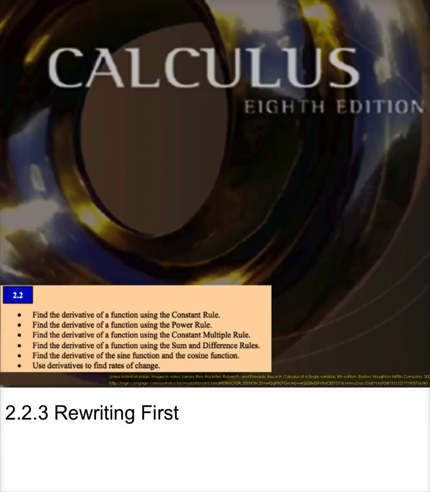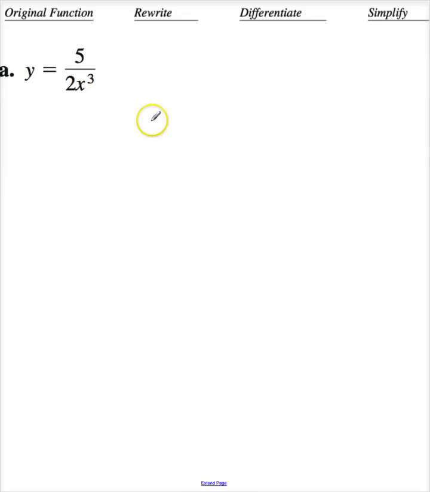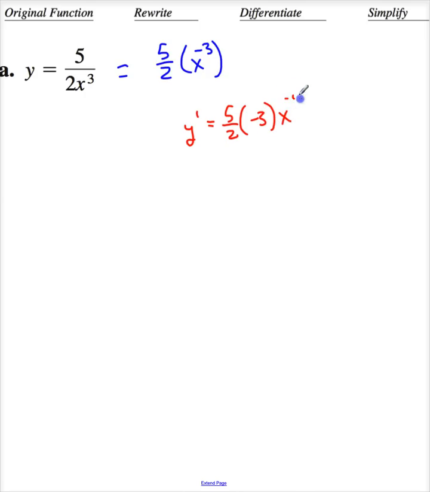Now sometimes you're going to need to rewrite your function before you can take the derivative. Let's look at this function right here. Y is 5 over 2x cubed. The way the generalized power rule is written, you really need this to be an actual value. So let me rewrite this as y is equal to 5 halves times x to the negative 3. Now I can take the derivative, so y prime is 5 halves times negative 3 x to the negative 4.